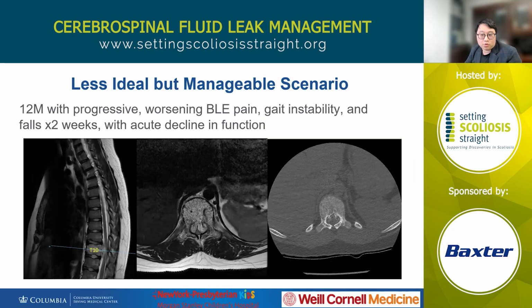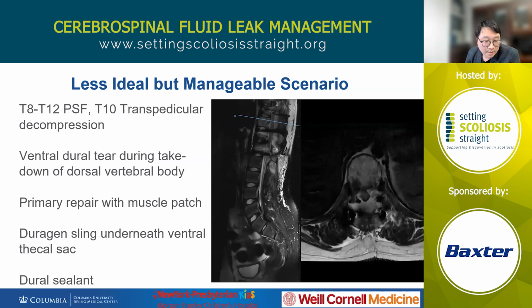This is a different type of patient who might need a little bit more of an aggressive intervention. 12-year-old came in with 2 weeks of progressive myelopathy, acute inability to ambulate. He has this large T10 aggressive hemangioma, causing significant canal stenosis and cord compression. And if you look really closely at that CT, you can actually appreciate there's some spicules of bone ventral to the thecal sac. So I already had a sense that this was something that was going to be a problem intra-op. And that's exactly what happened. I had a ventral dural tear as I was trying to take down that dorsal vertebral body.